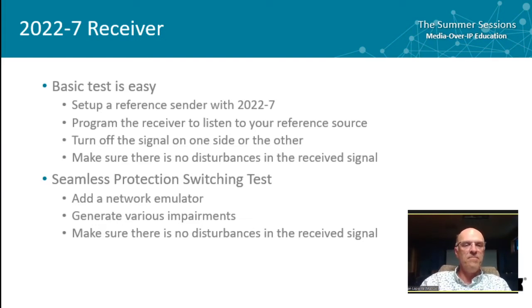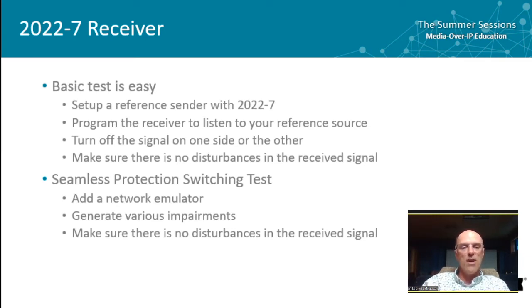That works. And then there's the seamless protection switching test, which is a little bit more sophisticated. For this test, you add a network emulator in the path, and you can use any network emulator you want. But generally, the idea is to generate some impairment. And at that point, the network emulator is able to drop packets. Instead of disconnecting the signal for seconds at a time, it can drop just a few packets on the main or drop a few packets on the redundant. And your receiver is supposed to survive this without glitching.